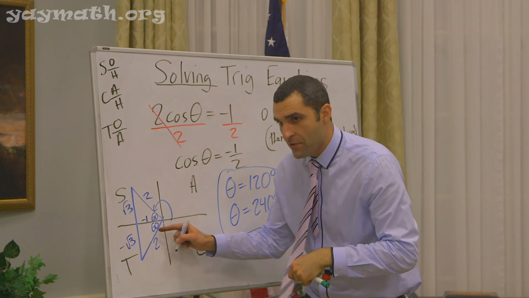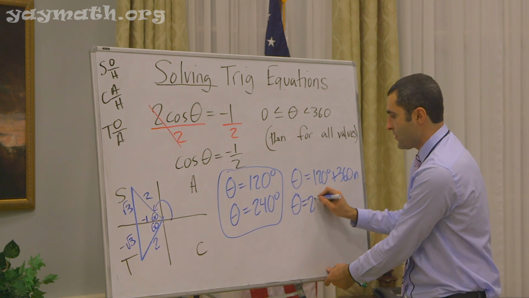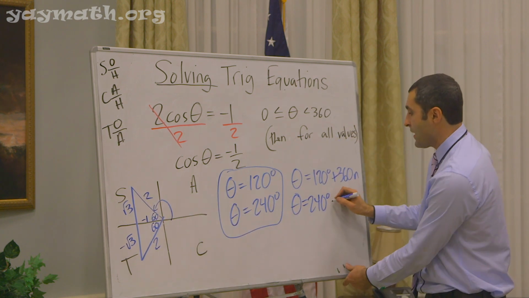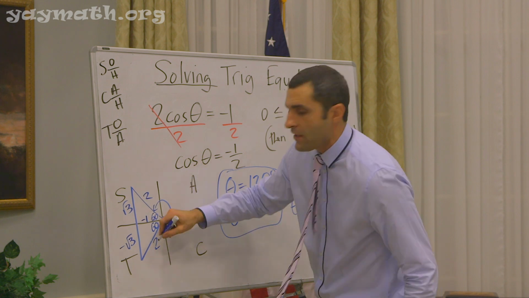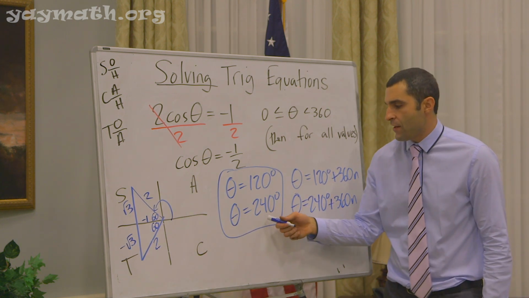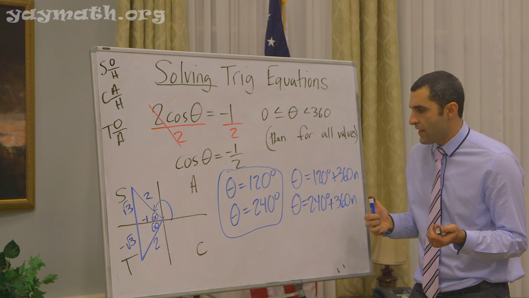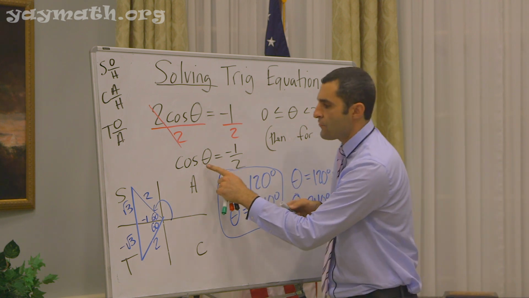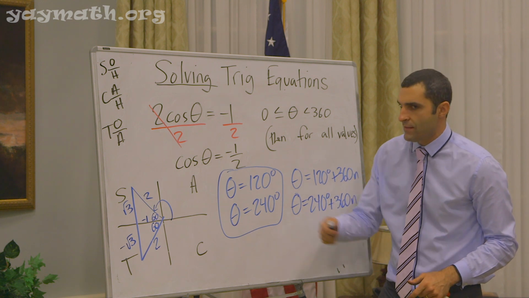Same with the 240: 240 plus 360 times n. n can be negative for that matter, and you could go backwards 360. You'll end up here anyway. If you added 360 to this, that would be 600 degrees. It's the same thing. The cosine of 600 is -1/2. You add 360 to that, and so forth.